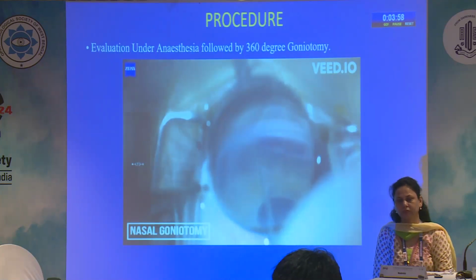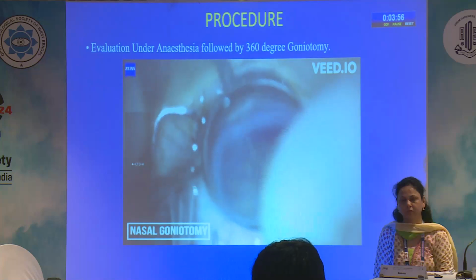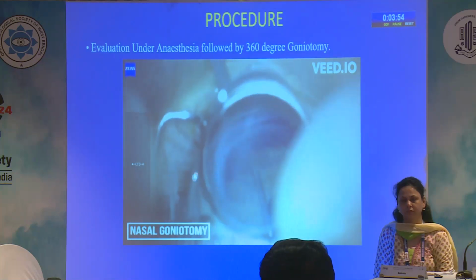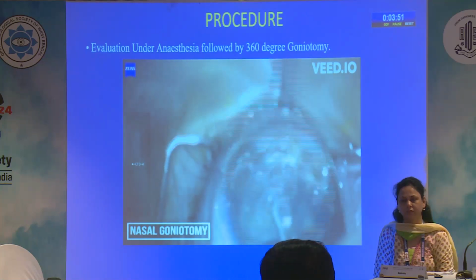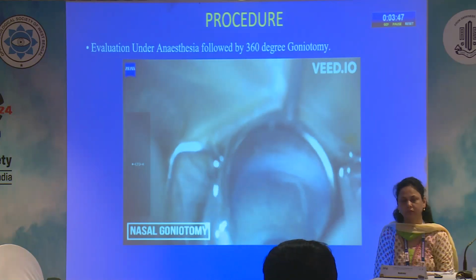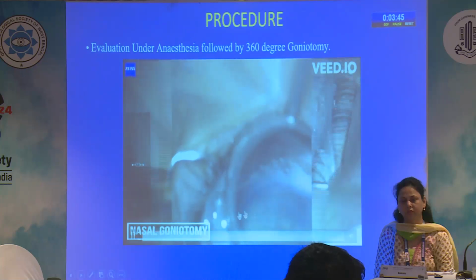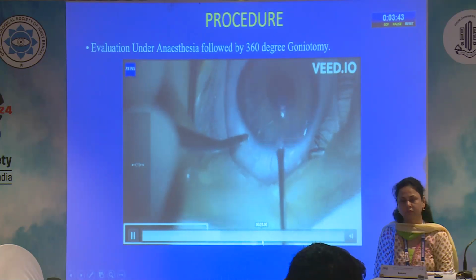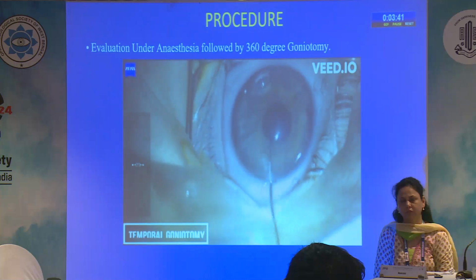Now I'll show you the procedure. First, nasal goniotomy is performed using a 24 gauge cannula. As we can see, as the iris is falling back there is opening up of the angle, we can see this, and then the side is changed, and then we perform the temporal goniotomy.